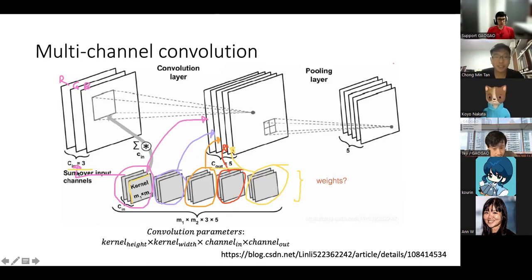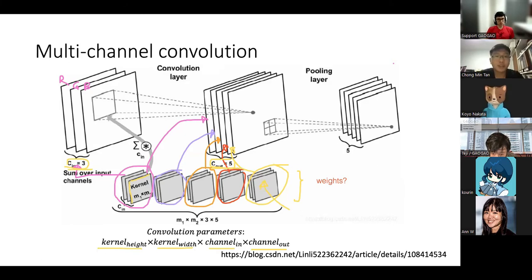So how many weights are there? We basically take the channel input times channel output, which is 3 times 5. Here, channel in, channel out. That will give me the number of these gray squares here. Each of these gray squares has kernel height times kernel width parameters in terms of the weights. Then that will be the number of weights.